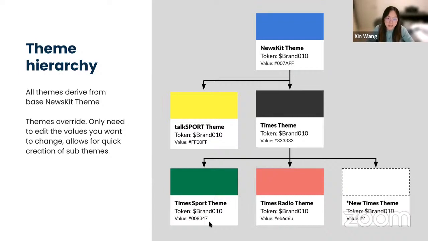They only need to edit the value that they want to change. So this is very handy if you want to create nested sim or sub sims. For example, the time sim and spot and radio sim, they all use the same typography, spacing, borders, and so on. The only thing, let's say, for example, in this case, is this color token, brand 010. And I want to change this to a different kind of hex code. And how do I actually do that?